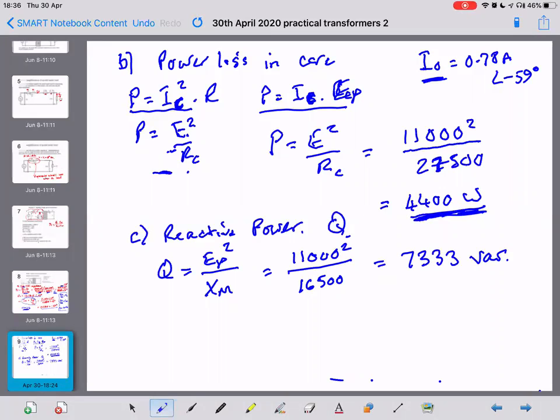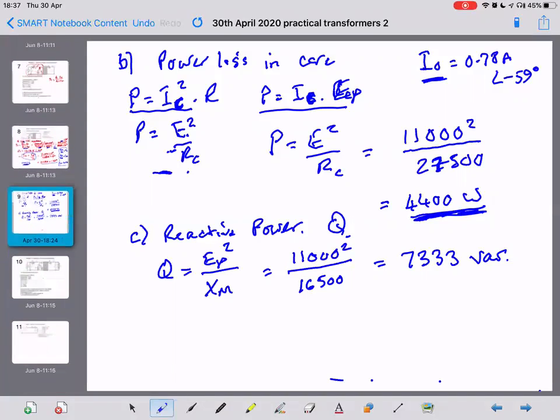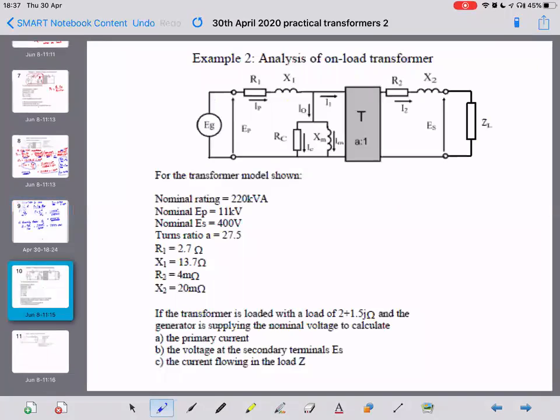Everybody happy with that? Yeah, that's fine. Yeah, all good. So that's analysing, using the simplified model of a transformer, the offload situation. Right. Now the onload situation.